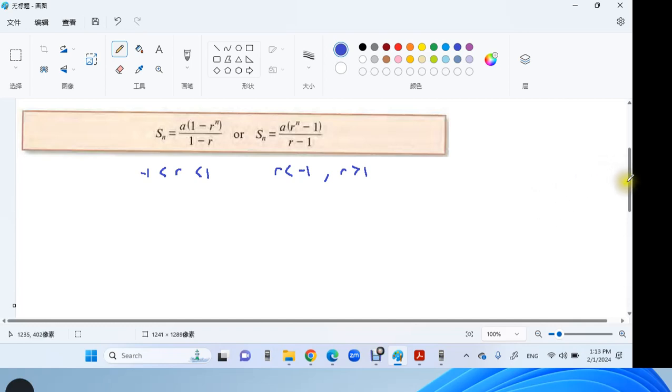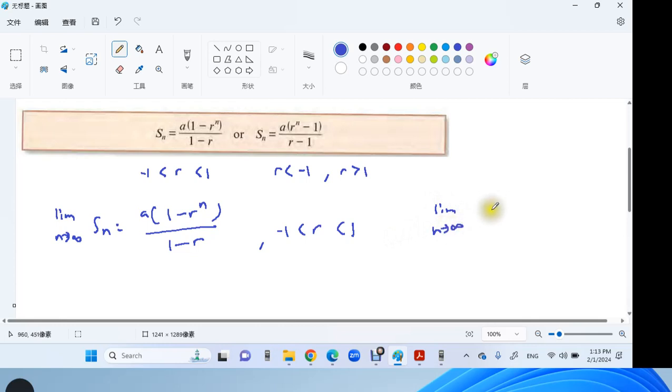So for Sn, we take the limit as n goes to infinity of a(1 minus r to the power n) over 1 minus r, provided r is between -1 and 1. We know that when n goes to infinity, r to the power n will become 0. Why is it 0?